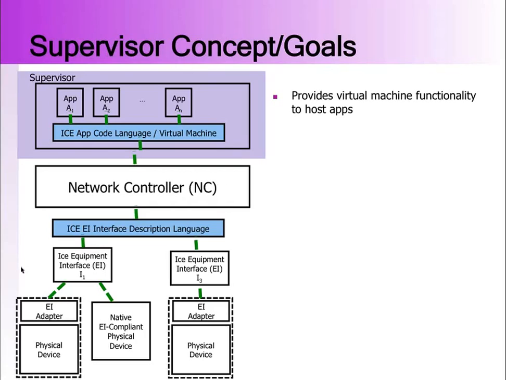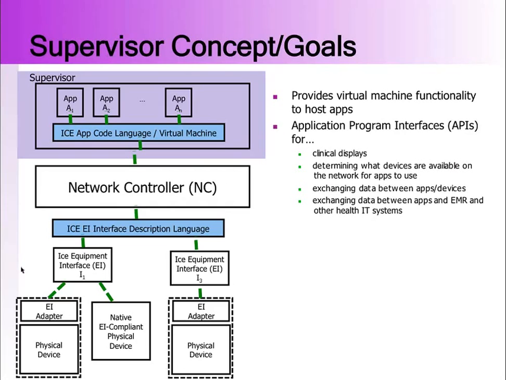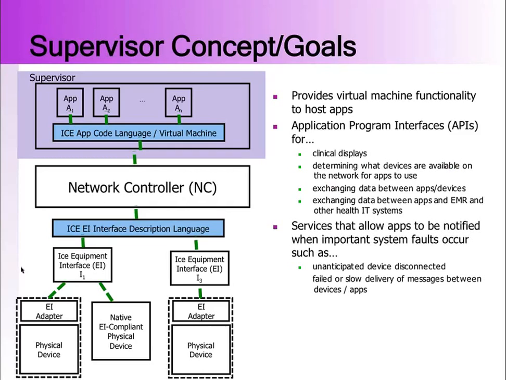So someone on the phone mentioned before, how do you control interactions between the apps? So this is one of the pieces of the puzzle that you assume. You assume the supervisor provides functionality similar to a separation kernel. So it also provides application program interfaces for clinical displays, determining what devices are available to use on the network, exchanging data between apps and devices, and so forth.